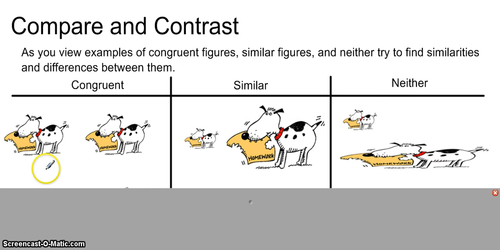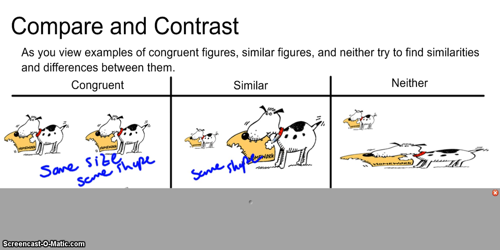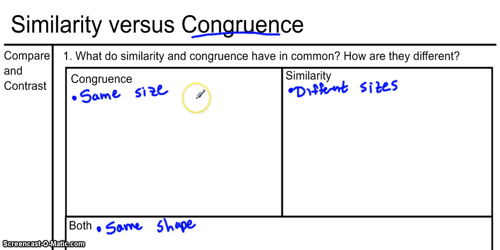So you could say that congruent figures are the same size and the same shape, but similar figures are just the same shape. Let's write that down on our Venn diagram. So we have that congruent figures are the same size, whereas similar figures are different sizes. However, both congruent and similar figures, down here at the bottom, have the same shape, right? Similarity is same shape, although it has a different size.